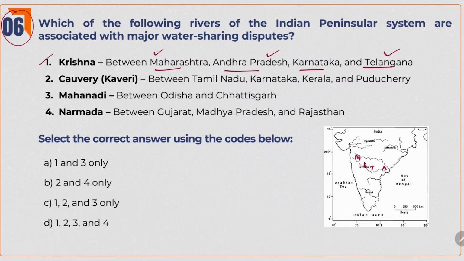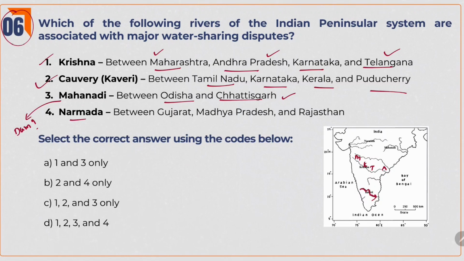Option 1 is right. Kaveri. Kaveri is between Tamil Nadu, Karnataka, Kerala and Puducherry. Yes, Kaveri river flows through all these 4 states. So second option is also right. Yes, Mahanadi flows through Odisha and Chhattisgarh. This is also right. I'll ask you one question here. What is the important dam that is located on Mahanadi river? Meanwhile, we will discuss other option also.